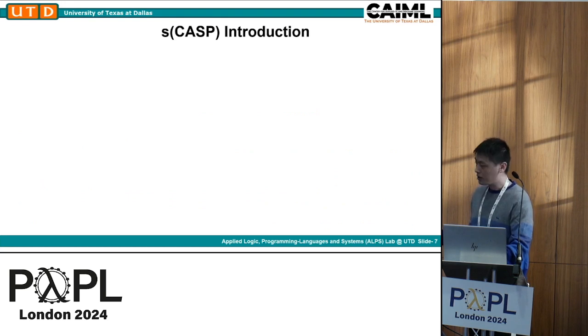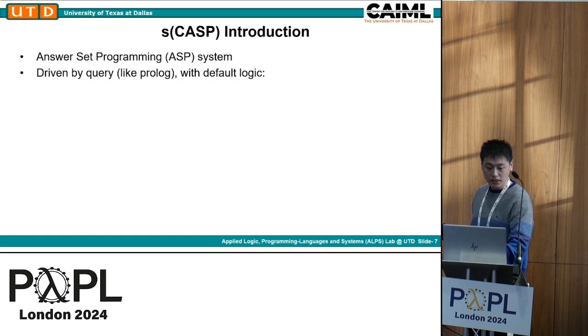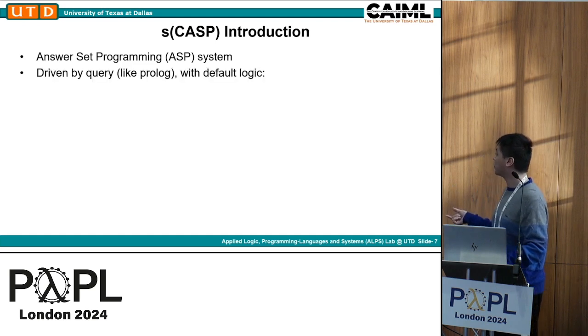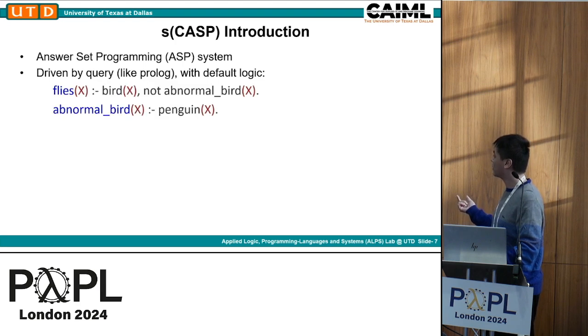I will also give you a brief introduction of the CASP system we are using for ASP. It is an ASP system, and the difference from Clingo is that it's driven by query. It's very much like Prolog, so you can write Prolog-like sentences inside, with default logic. An example is like this.